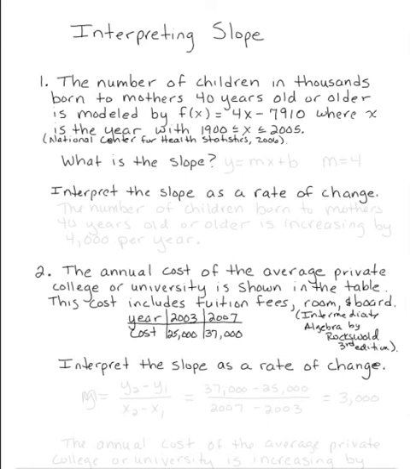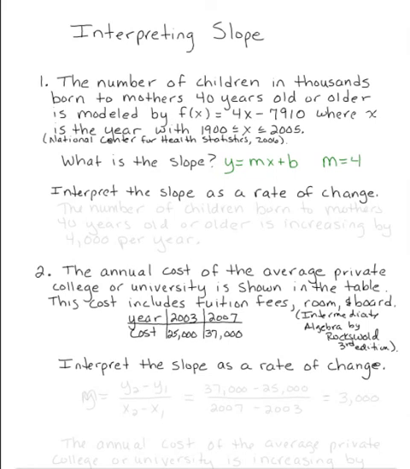Well, let's remember an equation that we have for a line, and that would be y equals mx plus b, where m is the slope. Well, this equation is already in that form. We have f of x, which is also considered y, equals 4x minus 7910. So the slope is going to be the number in front of the x, and in that case, that's going to be 4. So we've got that part.